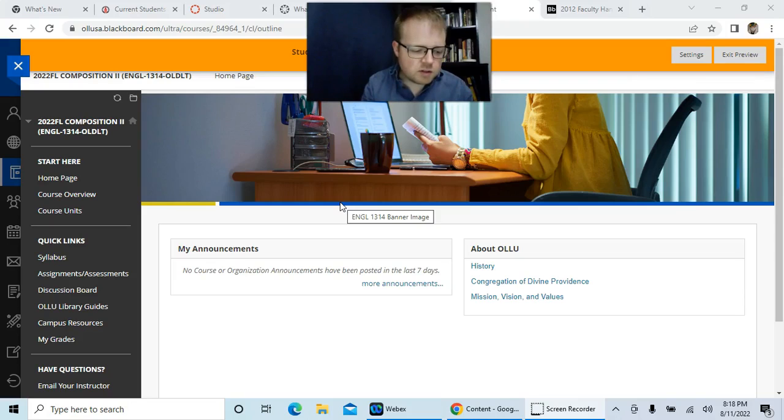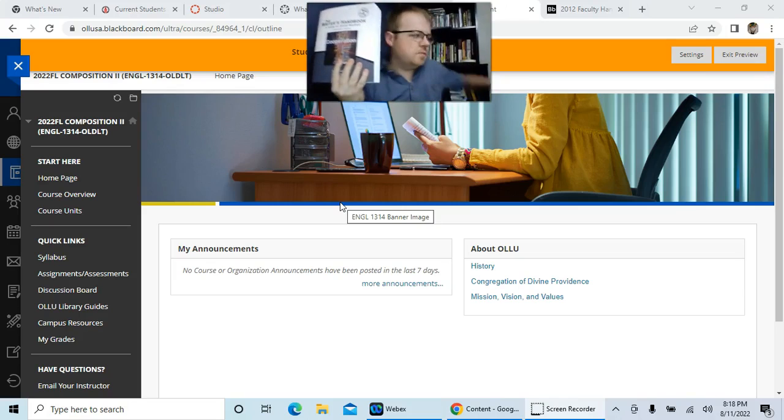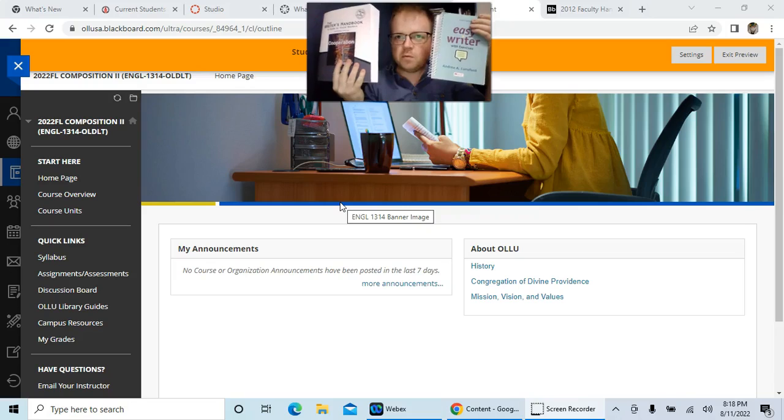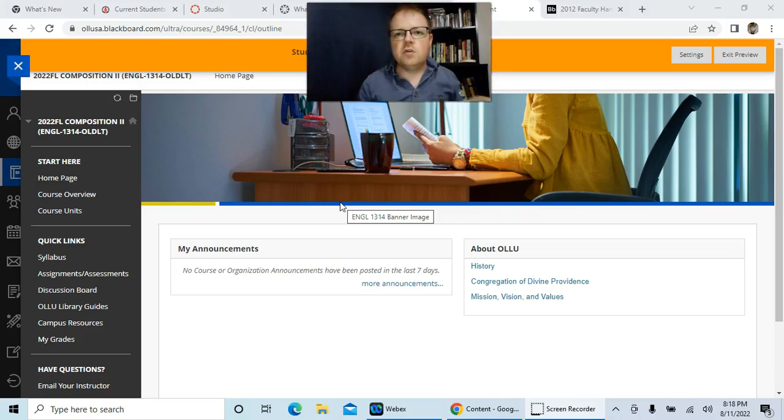Speaking of things not to do, the last one is the book. You don't have to buy the books. This is the books. This is what they look like. And you don't have to buy them because you have already paid for them. They're covered by your fees that you paid to the college whenever you paid for this class.